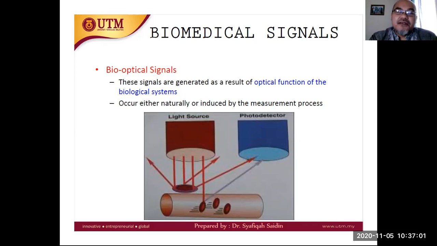Oxygen is usually carried by the hemoglobin, and hemoglobin is attached to the red blood cell. So by measuring the ratio between red wavelength and infrared wavelength with the photodetector, we can estimate and calculate the oxygen content level within the blood.